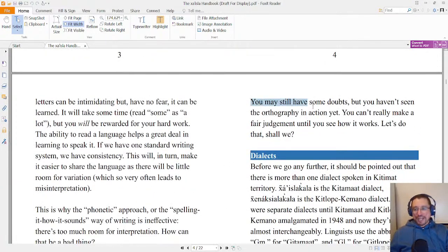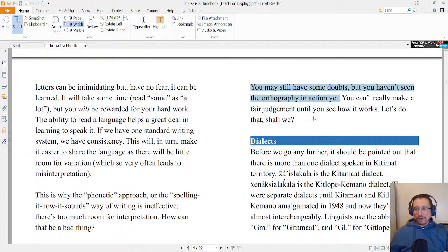You may have some doubts, but you haven't seen the orthography in action yet. So this is very important. You can't really make a fair judgment until you see how it works. So please reserve any doubts until you've actually seen and learned the hybrid orthography. Keep that in mind. So let's do that, shall we?